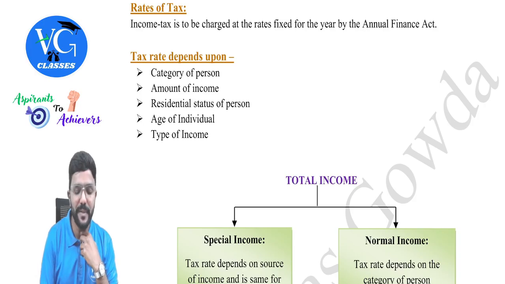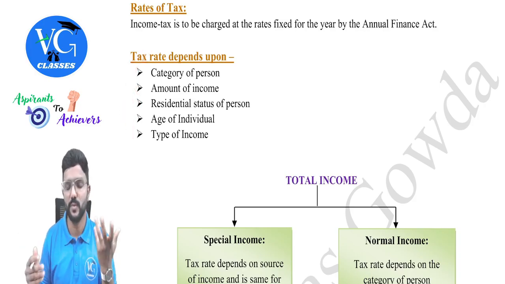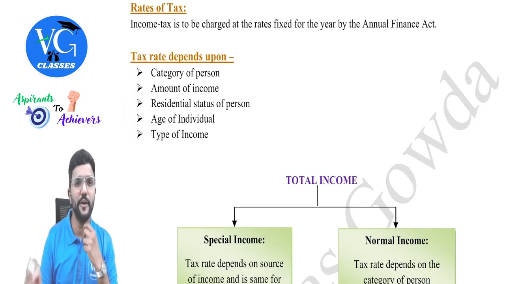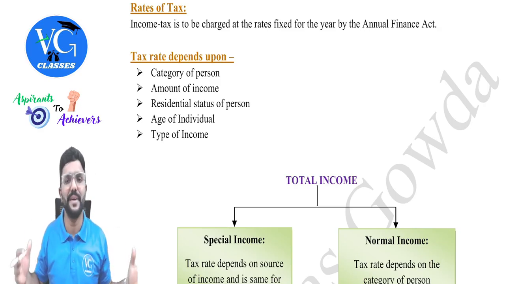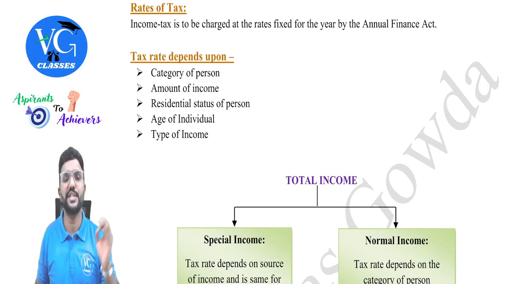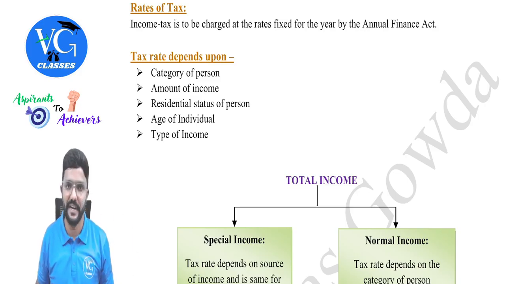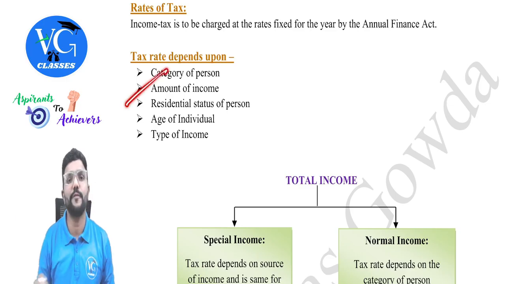And tax rates depend on various things. What are those? One by one. Category of person, that is whether I am an individual, company, or partnership firm, because for each category of person, the tax rates are different, guys. Okay. Then amount of income.